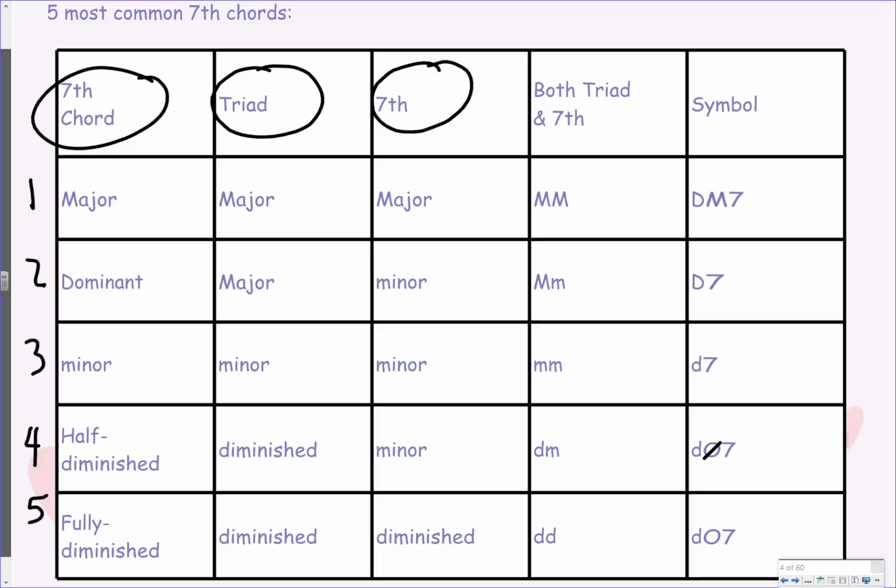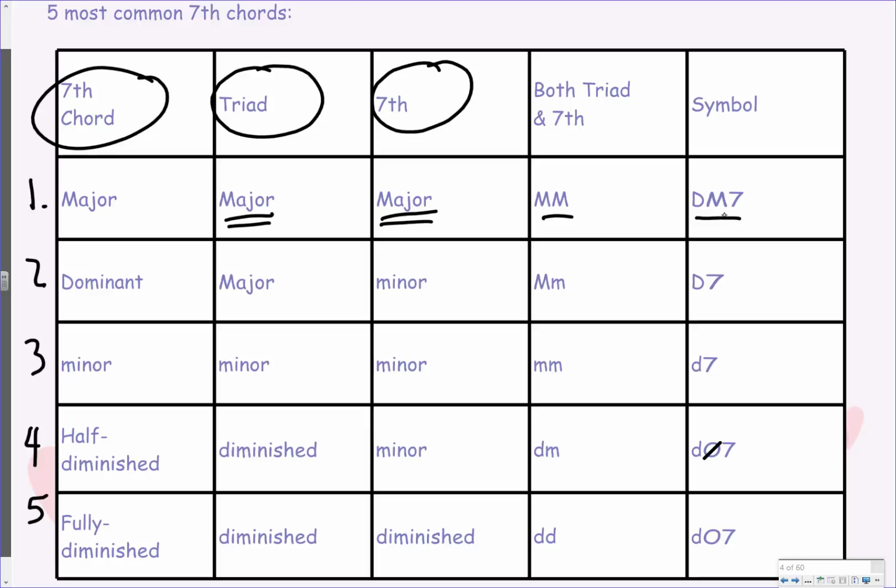So let's explore number 1. We have the major 7th chord. The major 7th chord consists of a major triad and a major 7th from root to 7th. Pretty easy to remember. Put those together and we have capital M, capital M. This is what the symbol would look like.